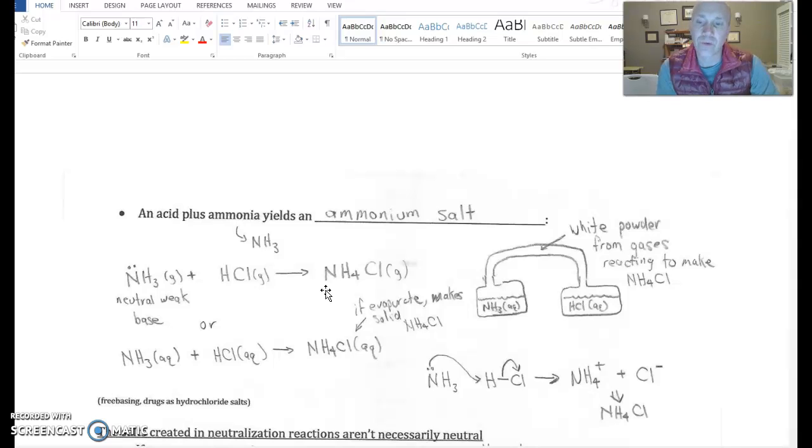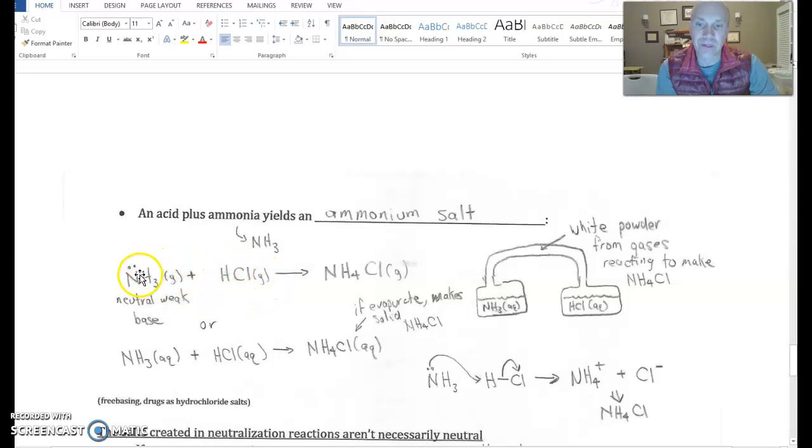So in this particular reaction, if we had ammonia, which is a weak base, and you reacted it with HCl, there's actually two ways that this reaction could occur. It could either happen in its gas form, but it could also happen in solution. So I'll give an example of both of those.